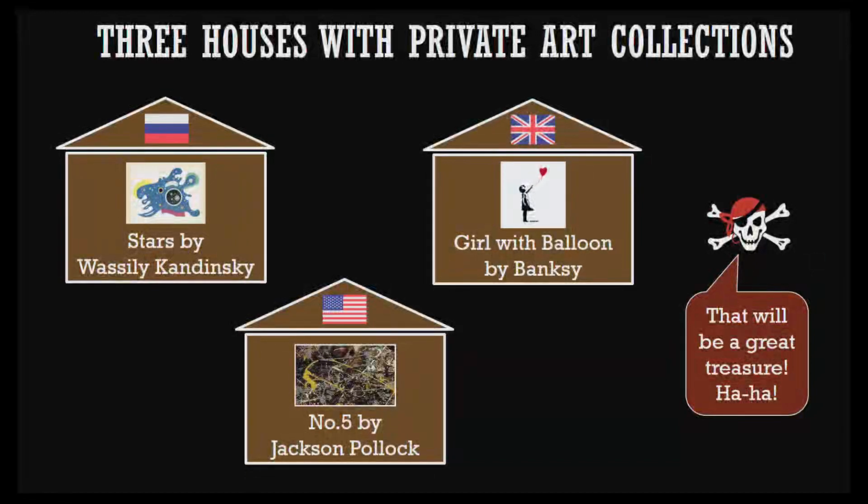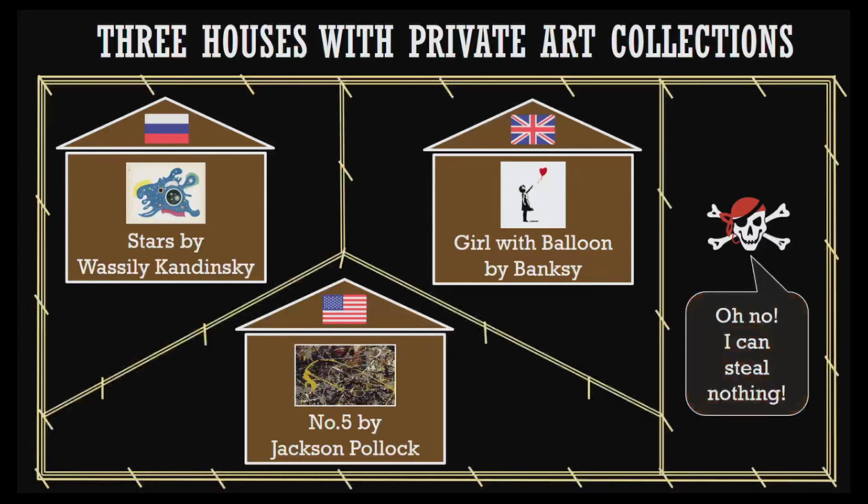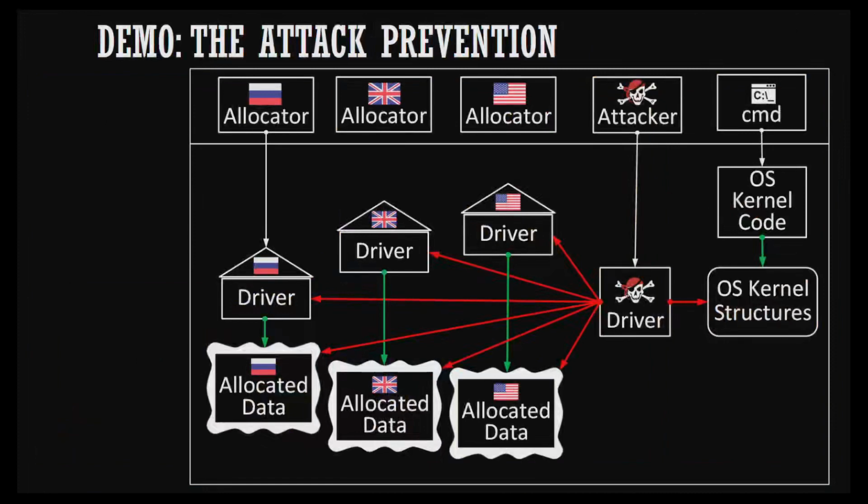Let's add one more treasure house to our criminal story. Let it be an American house full of Jackson Pollock paintings. Now we have 3 houses with 3 private art collections, and the attacker is more motivated. So to protect these houses, we need to build at least a fence. It helps to prevent attackers' access and also isolates the 3 houses from each other. In the kernel mode, the drivers' memory will be isolated in the same way.